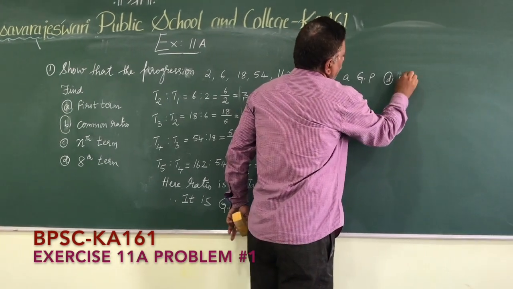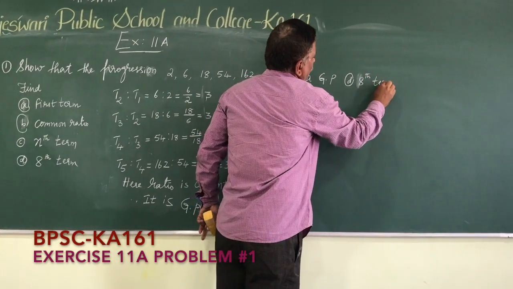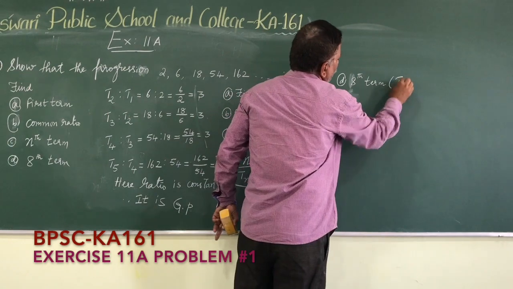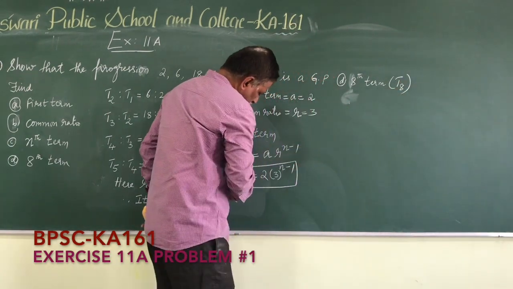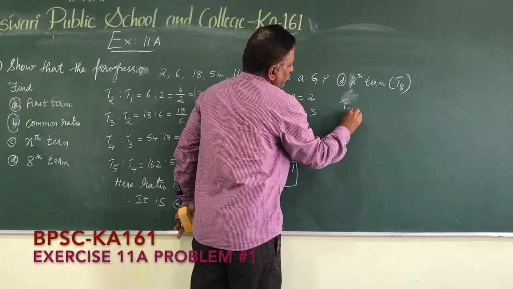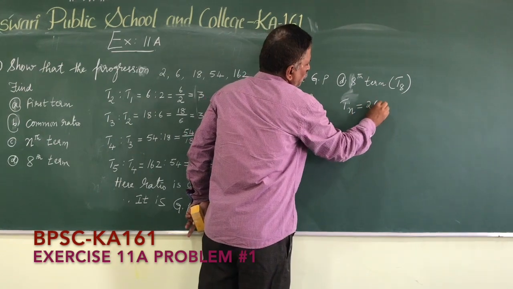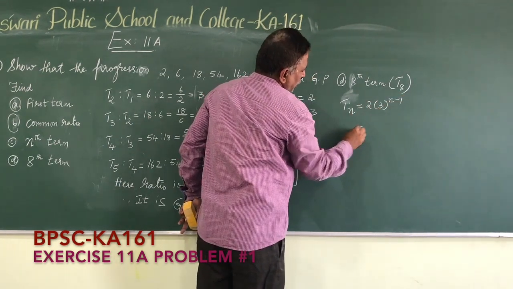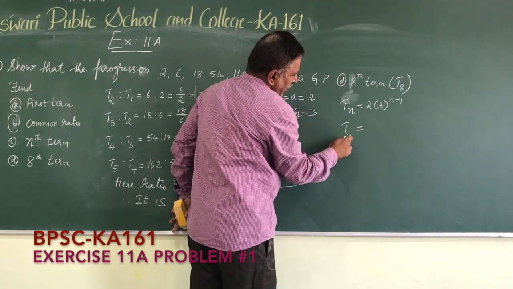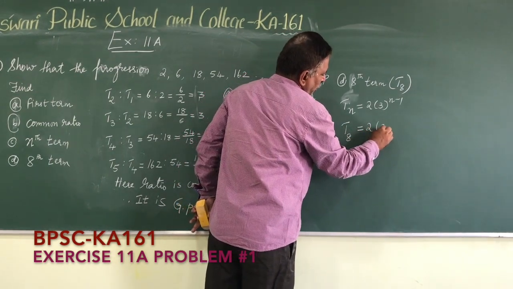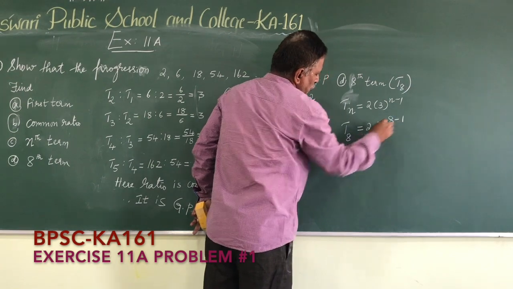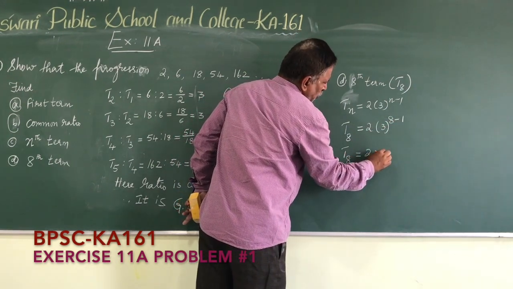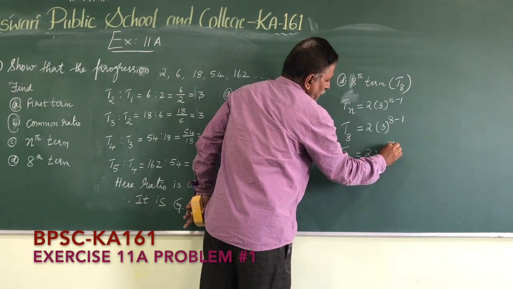Question D, 8th term. So that means you have to find out T8. By using this formula only, Tn is equal to 2 into 3 to the power of n minus 1. Here n means 8, so 2 into 3 to the power of 8 minus 1. So T8 is equal to 2 into 3 to the power of 7.